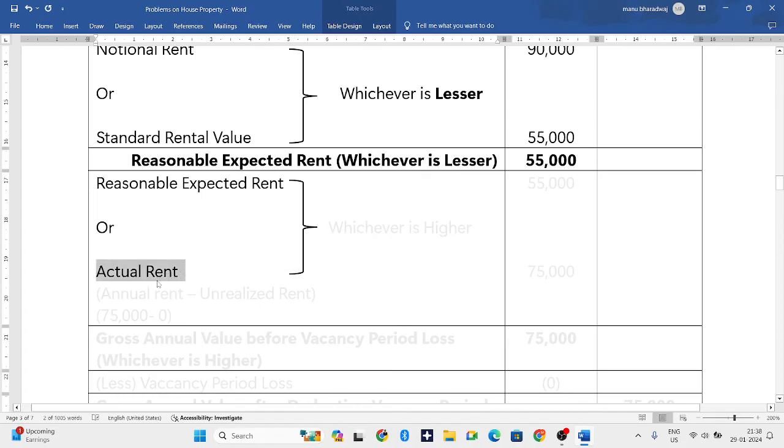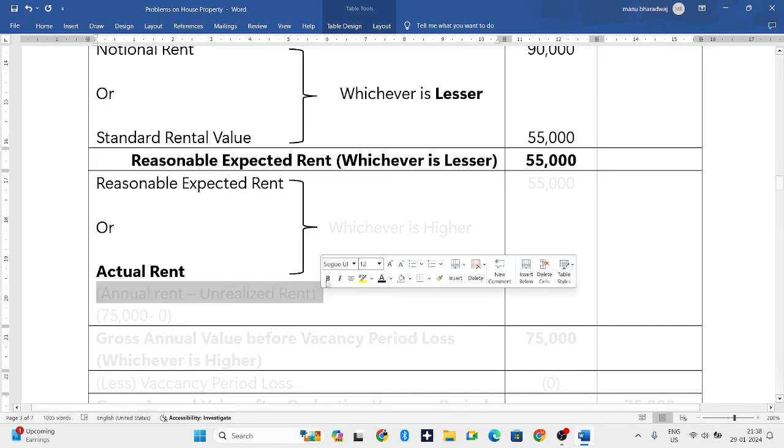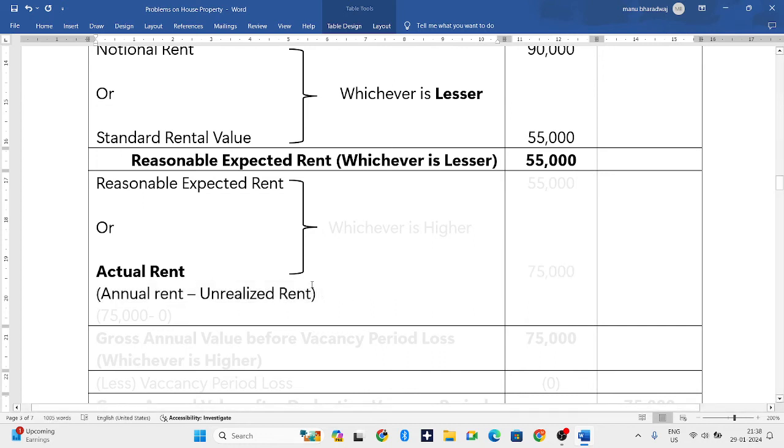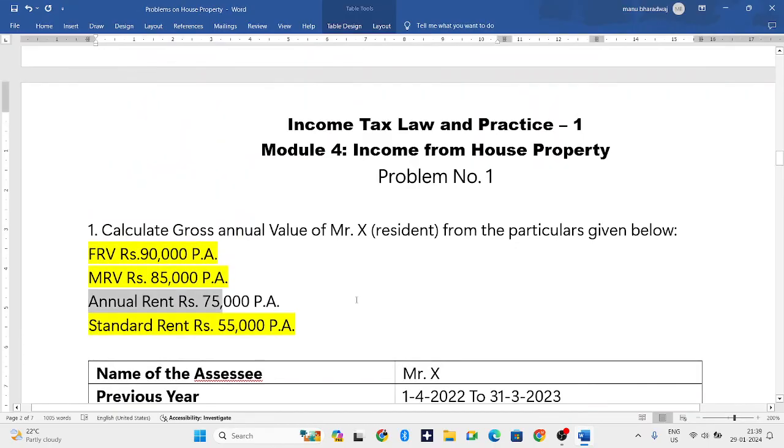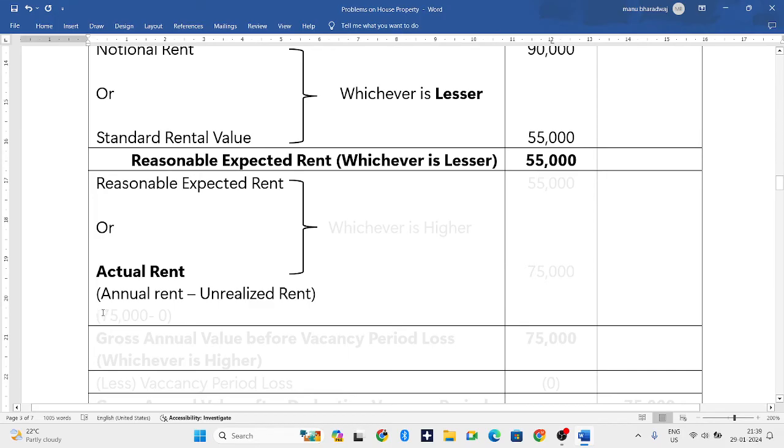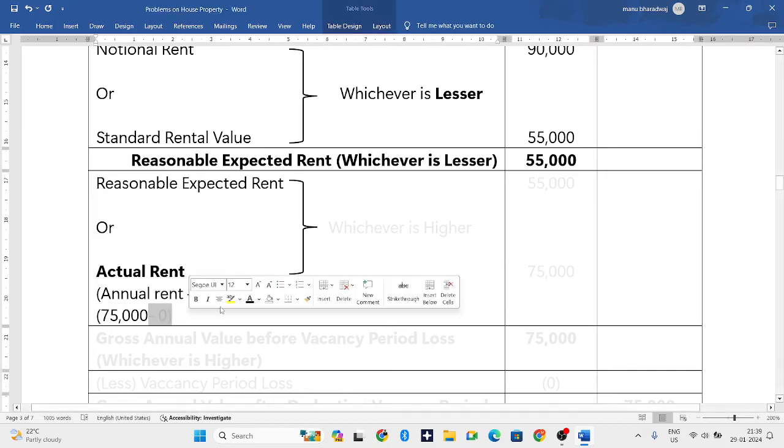In order to find out the actual rent, there is a formula. The formula is annual rent minus unrealized rent. The value we get by subtracting unrealized rent from annual rent, we consider as actual rent. So in the question they have given annual rent. Annual rent is 75,000. So I will take annual rent as 75,000 minus unrealized rent. It is not given in the question. They have not given anything, so we will consider it as 0.